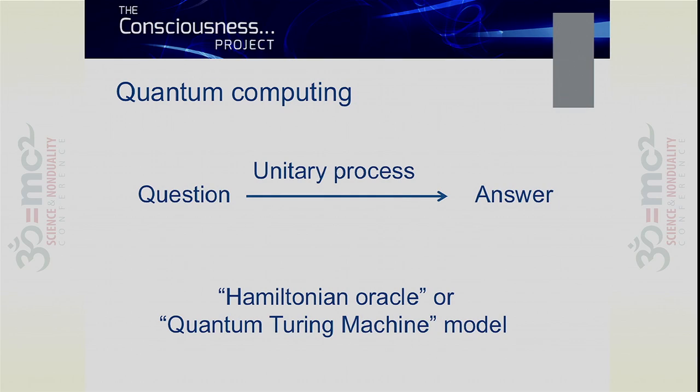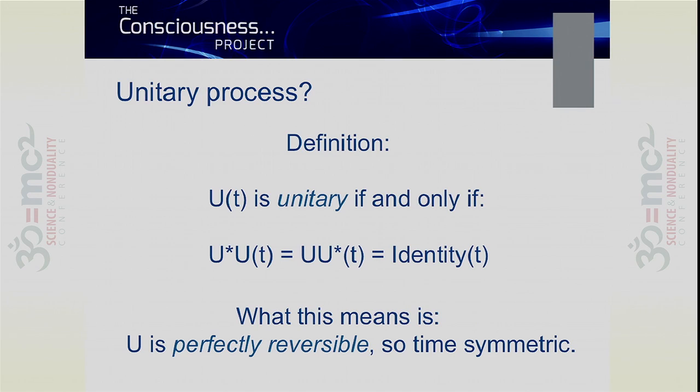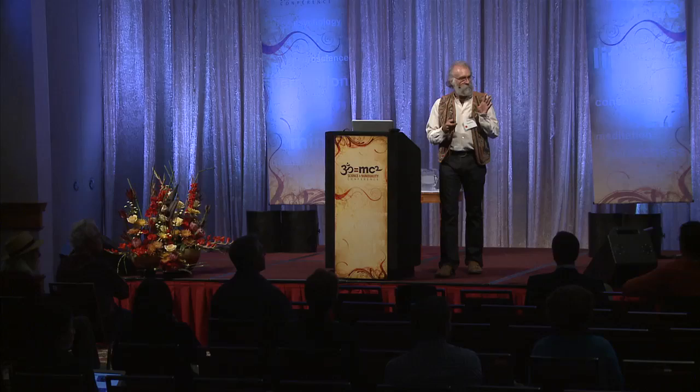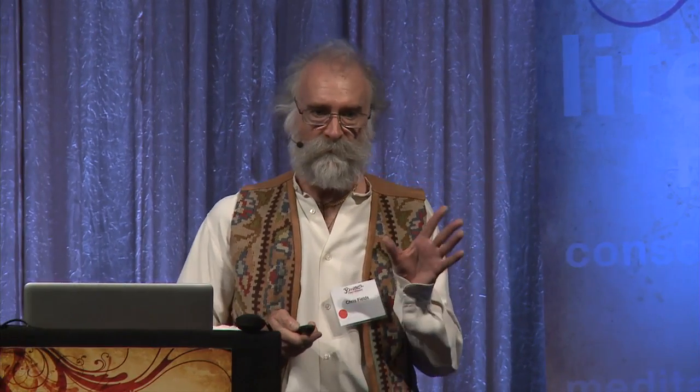And unitary processes are actually the heart of quantum mechanics. So this is what a unitary process is. It's a process that you can reverse and get the identity. So the way to think about this dynamically is a unitary process is a process that is perfectly time symmetric. So this is symmetry number one of quantum theory. Quantum theory is perfectly time symmetric.